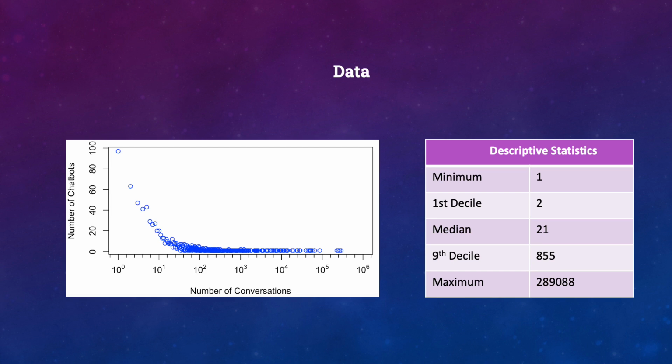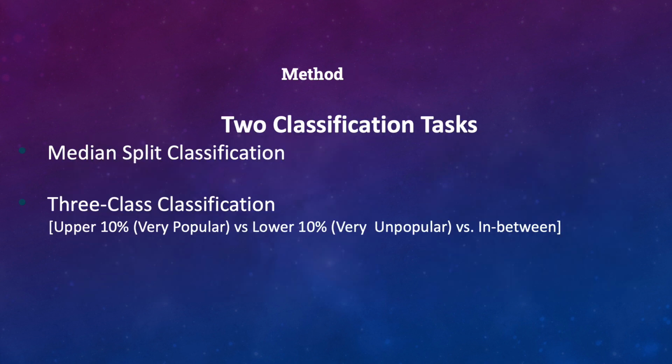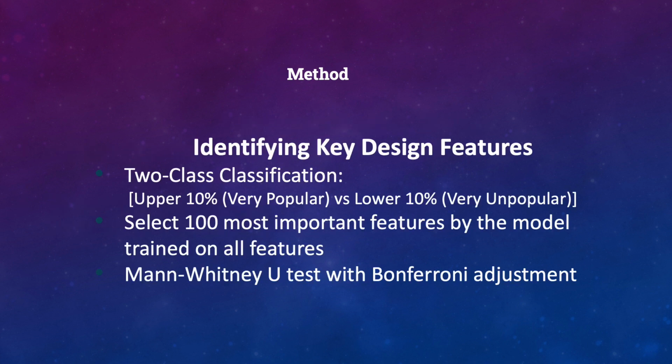conversations among all chatbots. In terms of analysis method, first we conduct two classification tasks to see whether it's possible to predict chatbot popularity before deployment. The first one is a two-class classification task with a median split. The second task is a three-class classification task to train a model to predict among very popular, very unpopular, and in-between chatbots. Next, our task is to identify key design features. First, we train a model to predict between very popular and very unpopular chatbots. Then we select the 100 most important features by the model trained on all features.